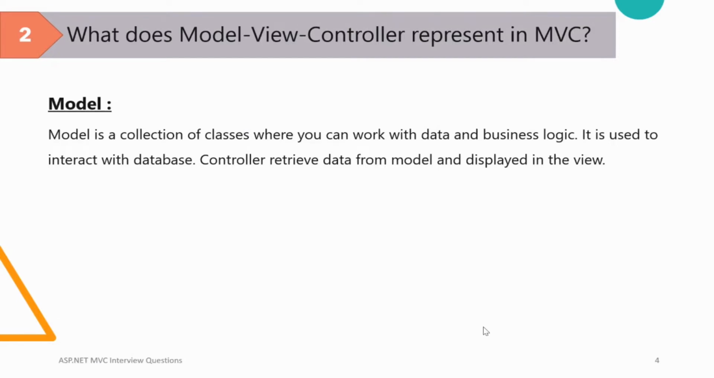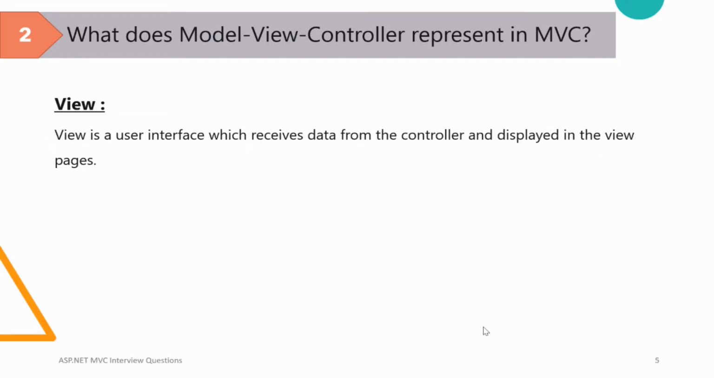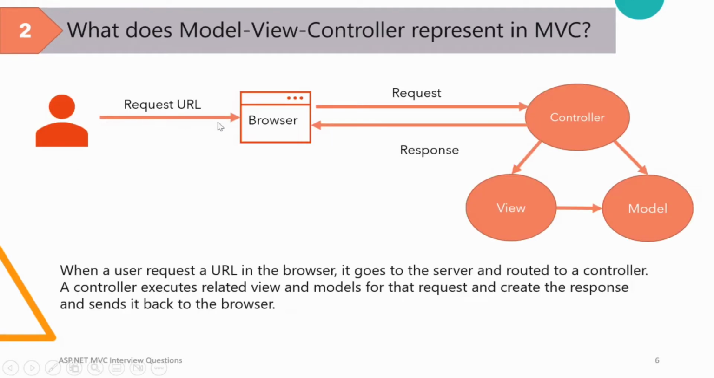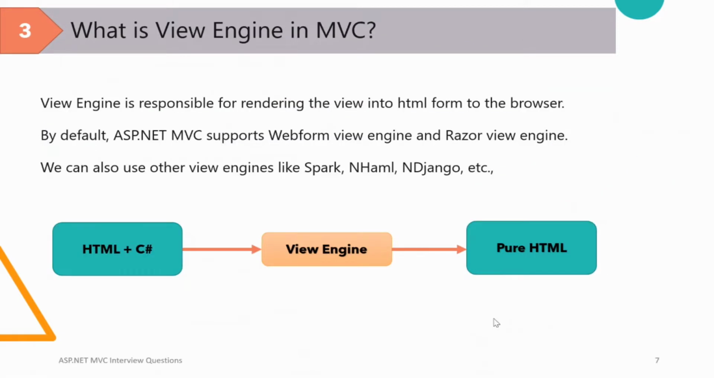The controller retrieves data from the model and displays it in the view. Then the view represents the user interface, which receives data from the controller and displays it. So when a user requests a URL in the browser, it goes to the server and is routed to the controller. That controller executes the related view and model for that request, creates a response, and sends it back to the browser.